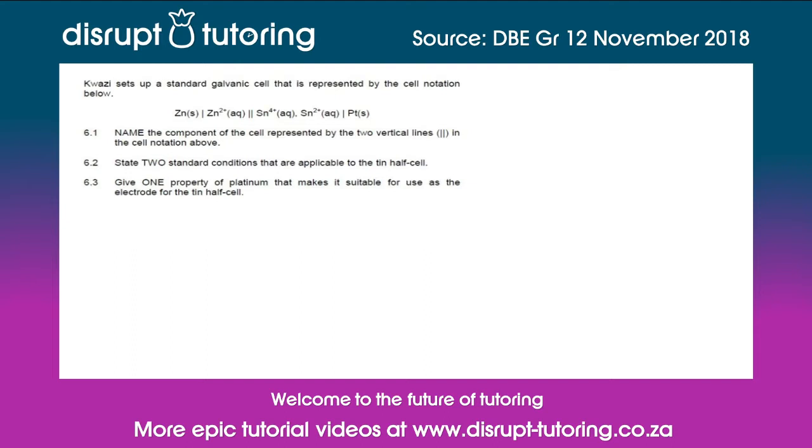So the first question asks us to name the components of the cell represented by the two vertical lines in the cell notation. So these vertical lines represent the salt bridge, which connects the two half cells and allows for the transfer of ions between the two half cells.